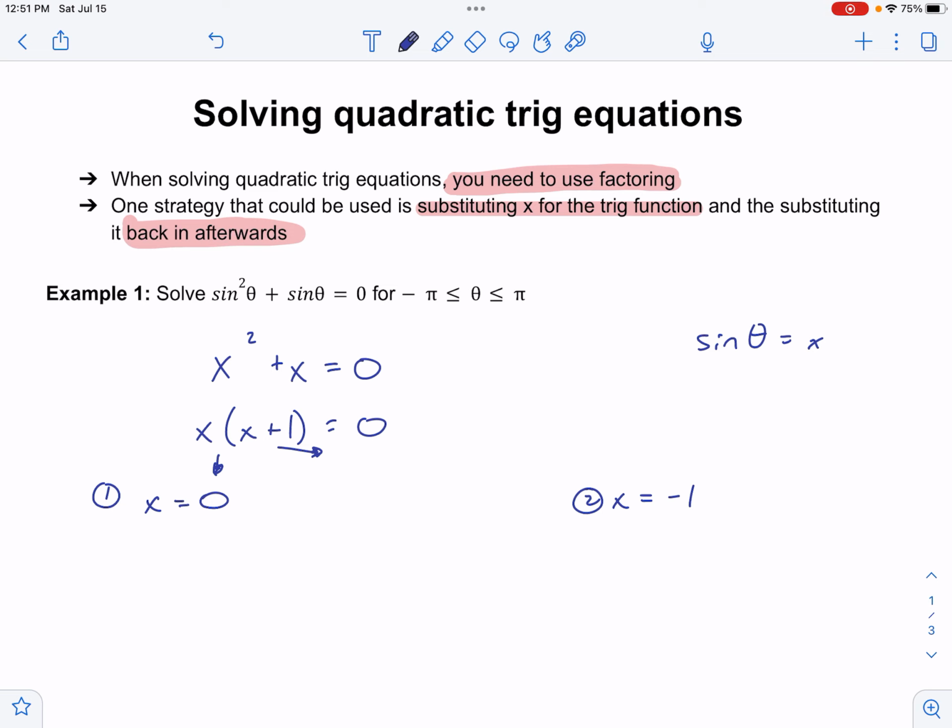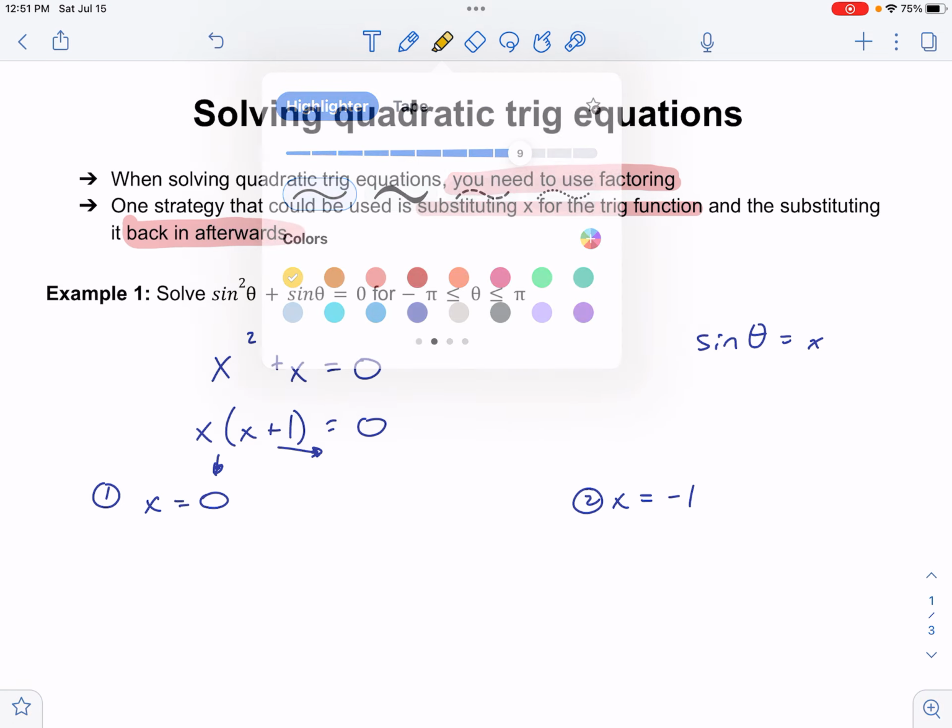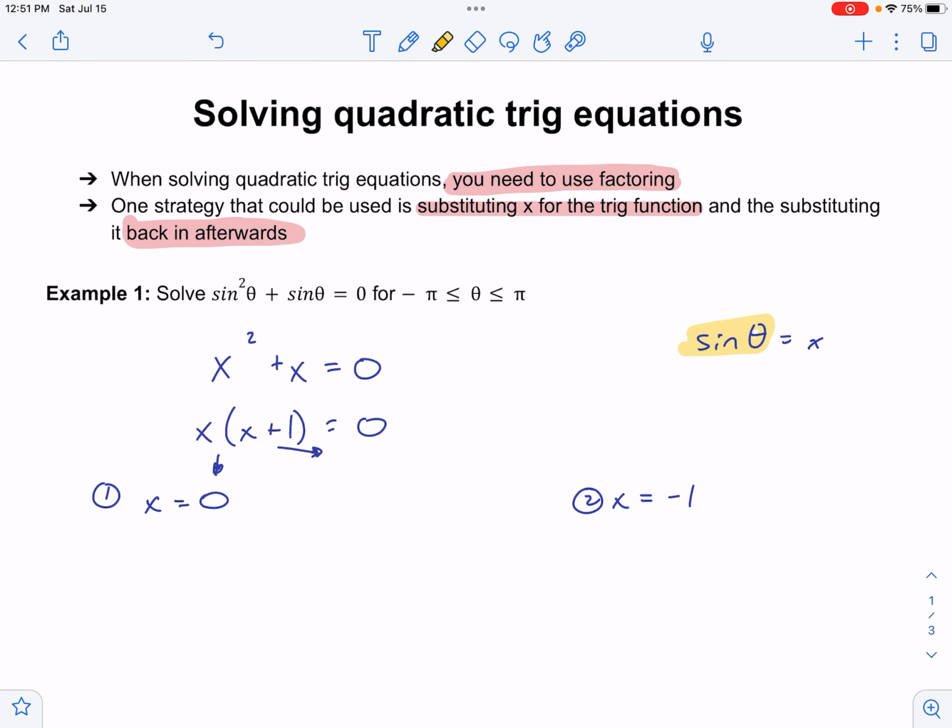But the question wasn't asking for x. The question was asking for sine of theta. Sine of theta is what we put in for x, is what we said x would be equal to. So let's put it back in. Sine of theta is equal to 0. Sine of theta is equal to -1. Huh. Okay then. Now we're dealing with problems.